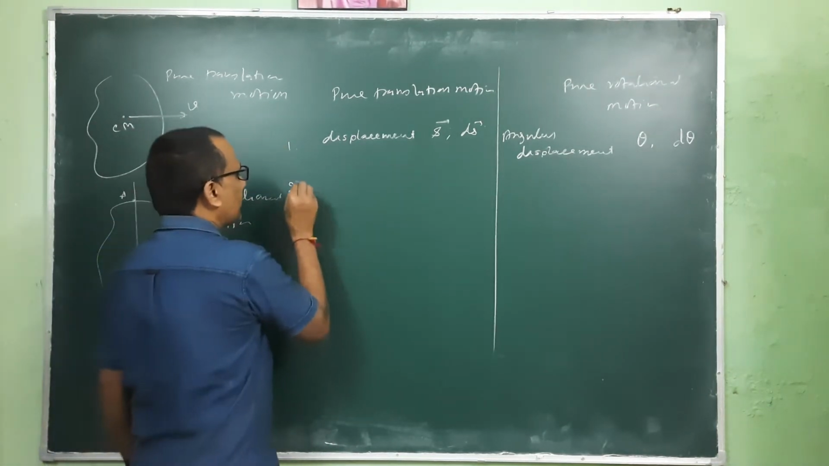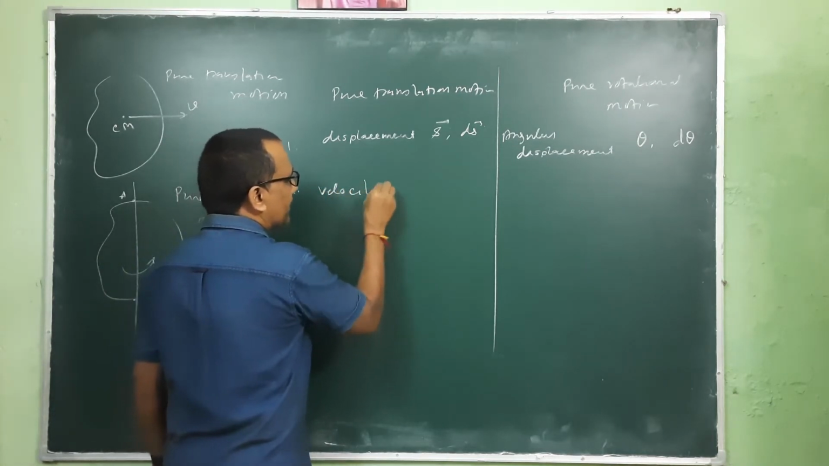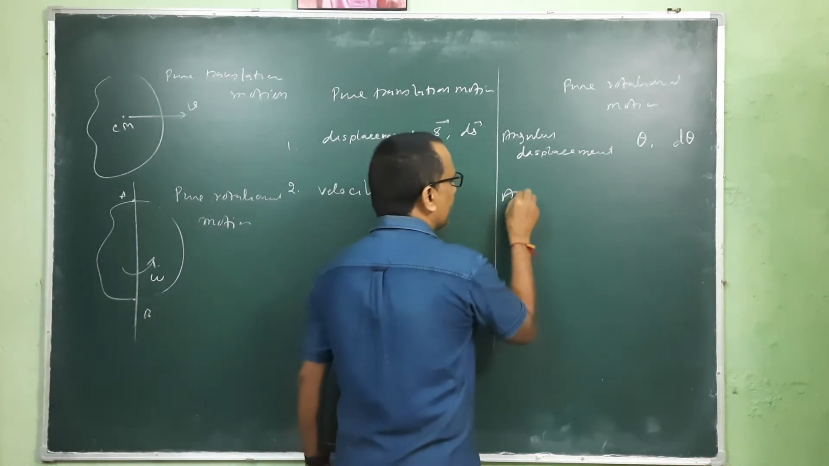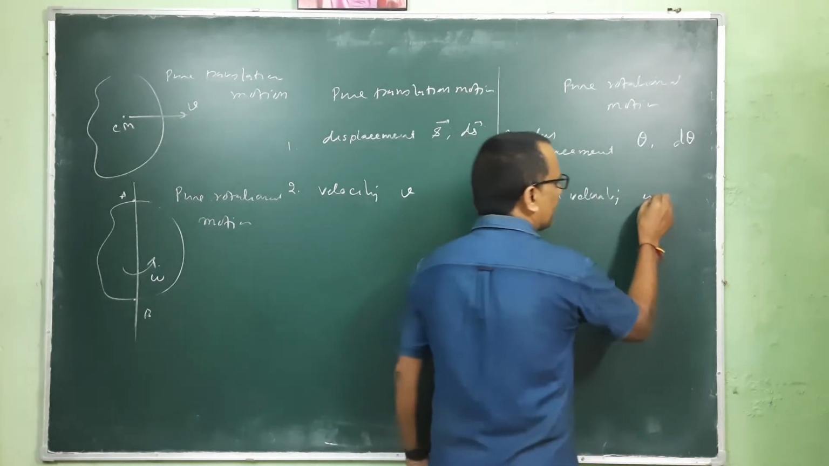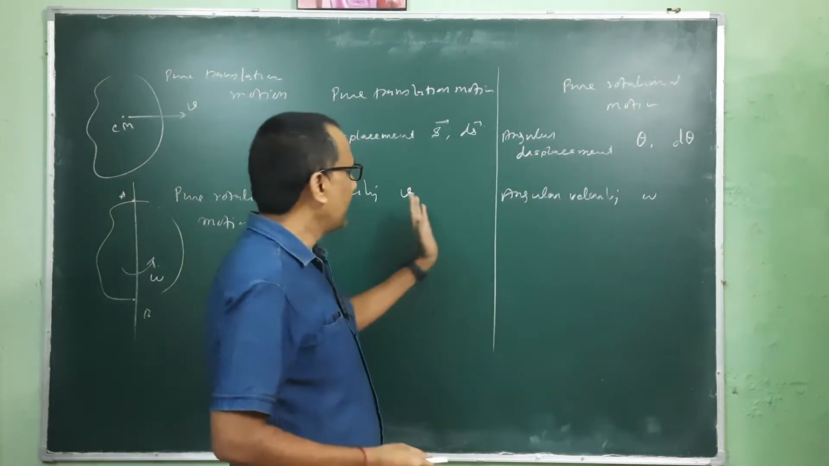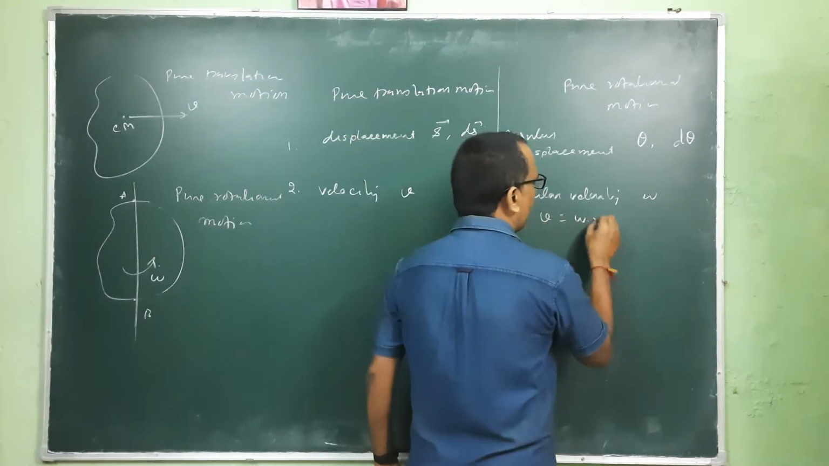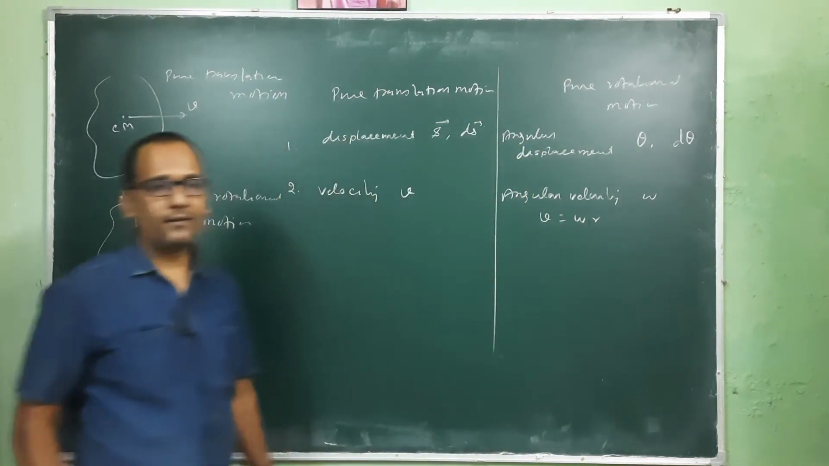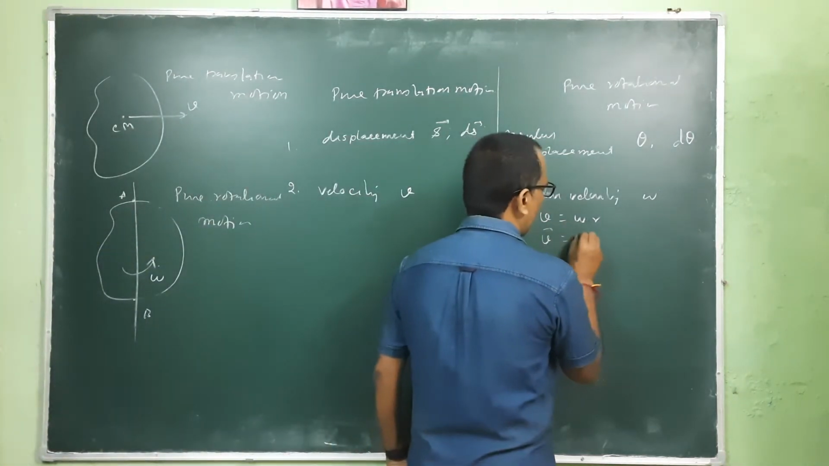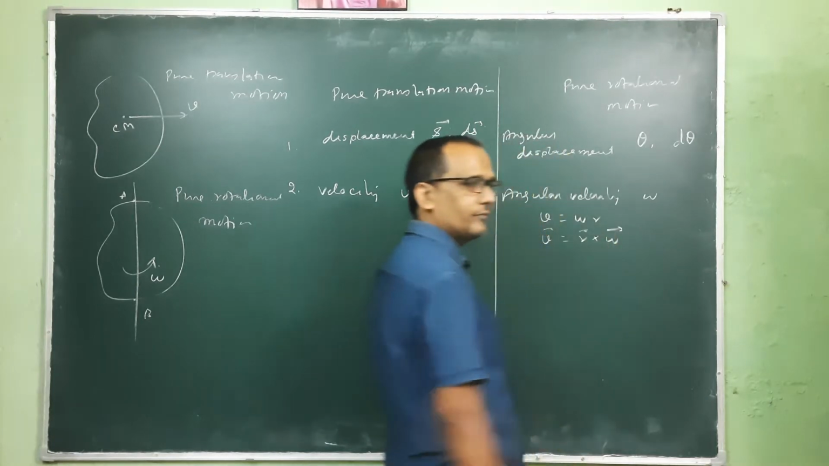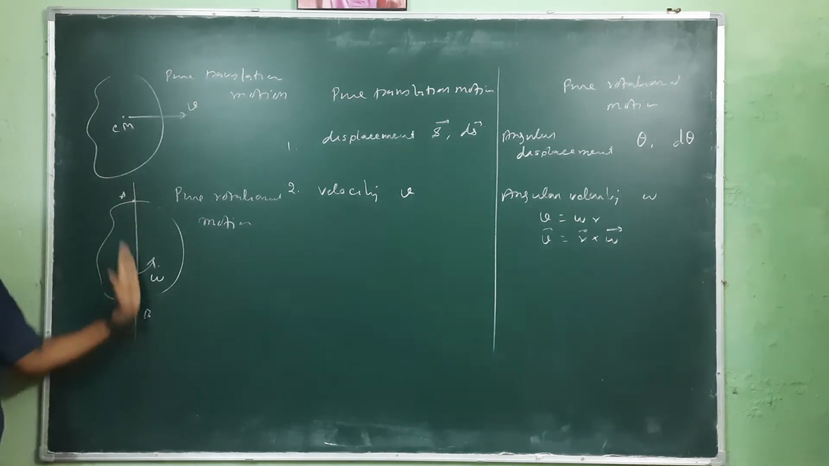Second, when we talk about velocity, this is linear velocity, and it is represented by v, and here there is angular velocity, and this is represented by omega. We have derived this relation between v and omega as v is equal to omega r in scalar form. In vector form we have v is equal to r cross omega. And the direction of this omega is always along the direction of the axis.